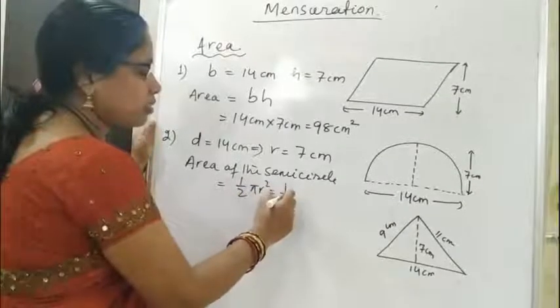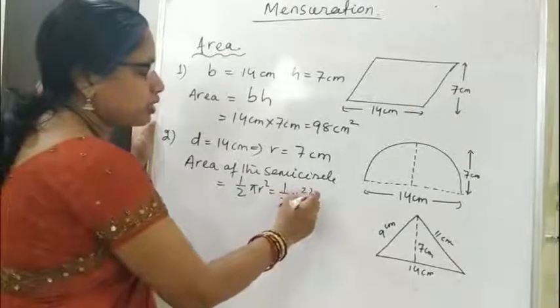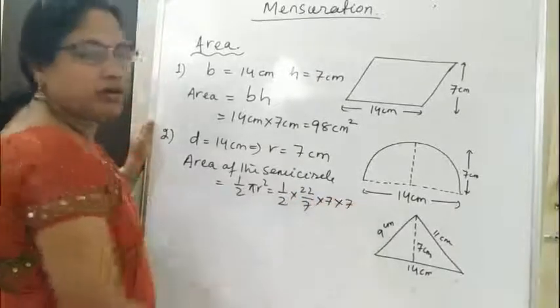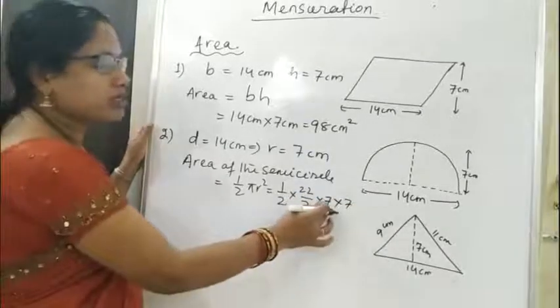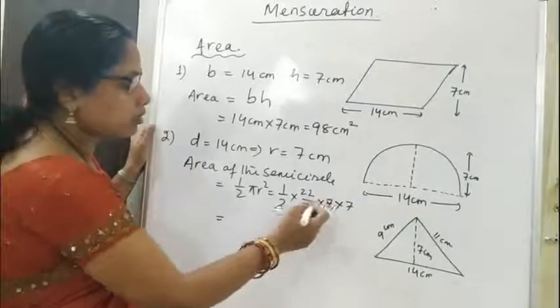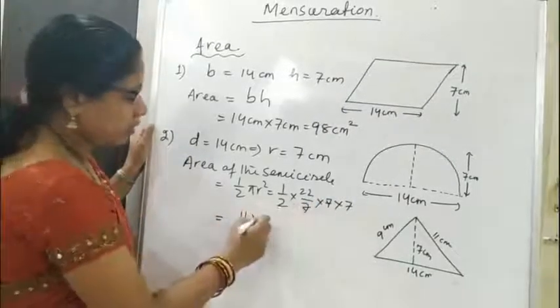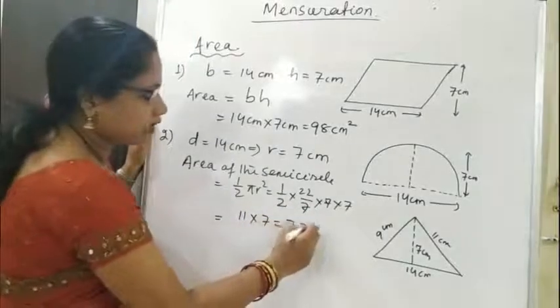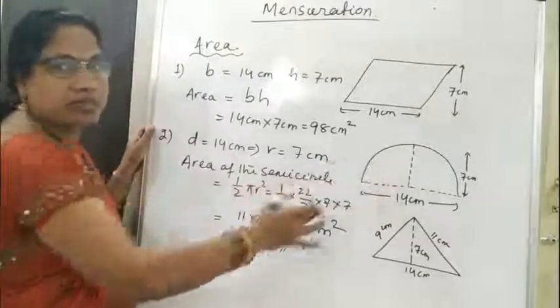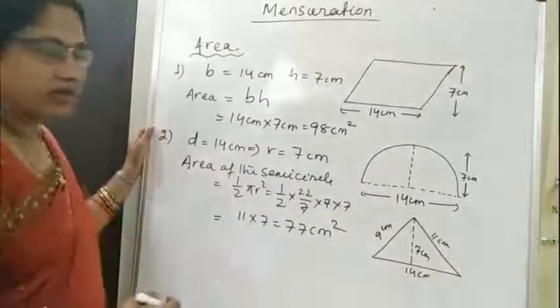So this is equal to half, pi is 22 by 7, multiplied with 7 multiplied with 7, because 7 is our radius. So this is equal to, 7 into 7, that is 11 into 7, that is 77 centimeter square. So the area of this semicircle is 77 centimeter square.